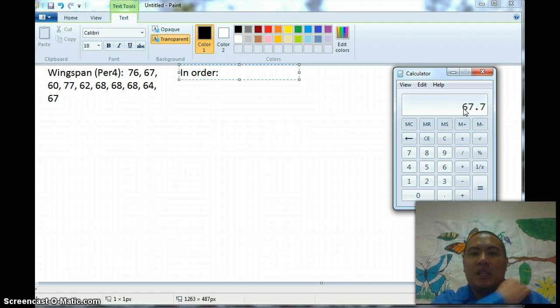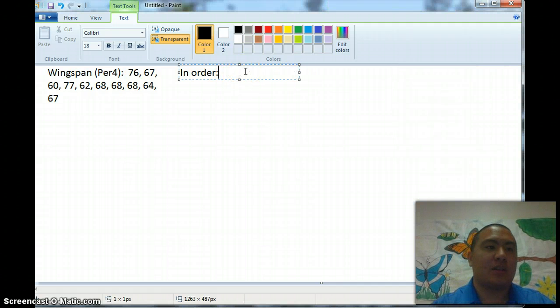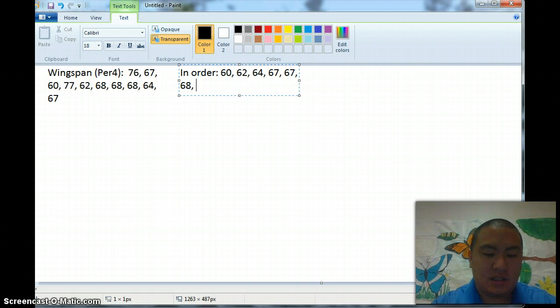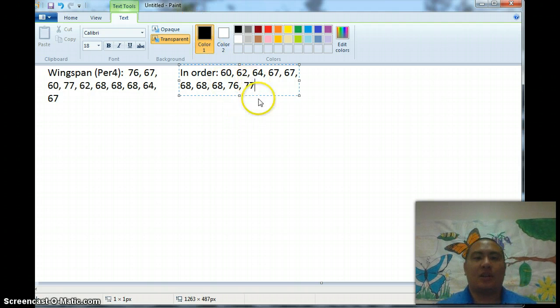Alright, now I need to do the median, so I'm going to put everything in order. I'm going to put 60, then 62, then 64, then 67, 67, 68, 68, 68, 76, then 77. That's 1, 2, 3, 4, 5, 6, 7, 8, 9, 10. Alright, so there we go. There are 10 things there.